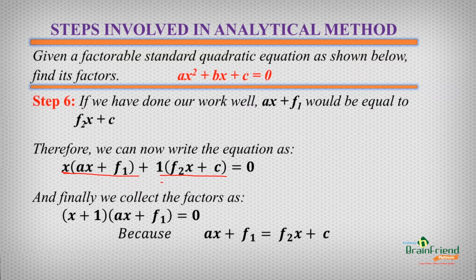So we now say, by collecting the like terms, we would have x plus 1 in one bracket, and then we also have ax plus f1, both will be equal to 0. That is because at this point, ax plus f1 must be equal to f2x plus c if we did our factorization well. This process might look difficult, but by the time we apply it to solve problems, you will understand how simple it is. So let's try to use them to solve problems.